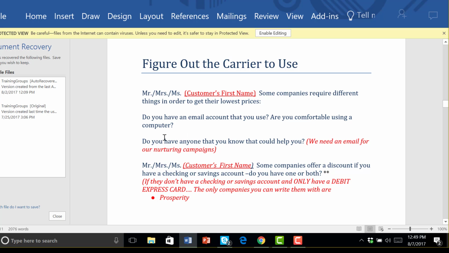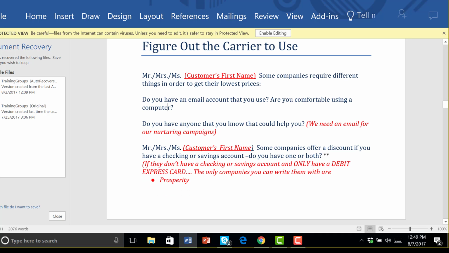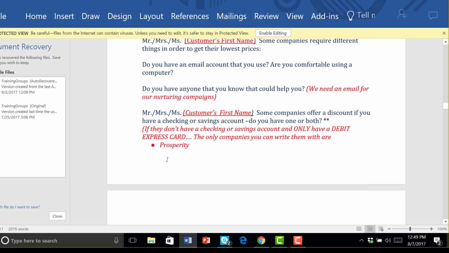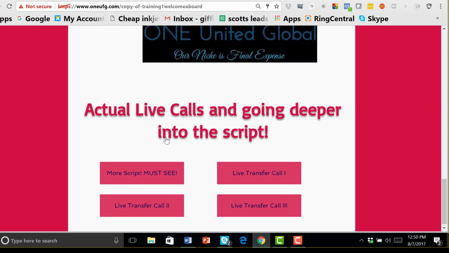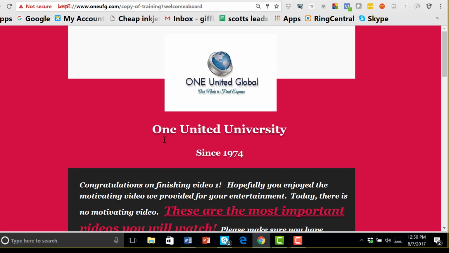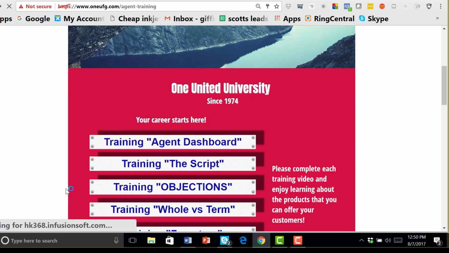Now, Miss Carol, do you have anyone that you know could help you with the computer? Okay. Well, Miss Carol, some companies offer a discount if you have a checking or a savings account. Do you have one or both? Now, just so we know here, with the Debit Express card, if you go back, you don't have to go AIG with the Debit Express card.